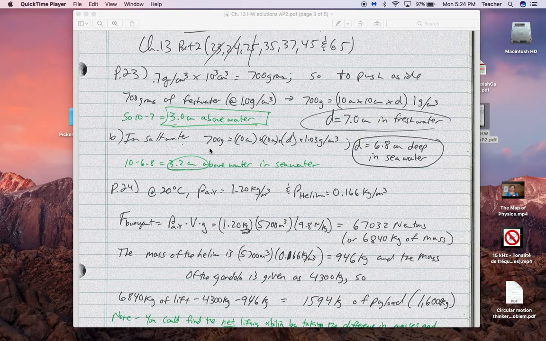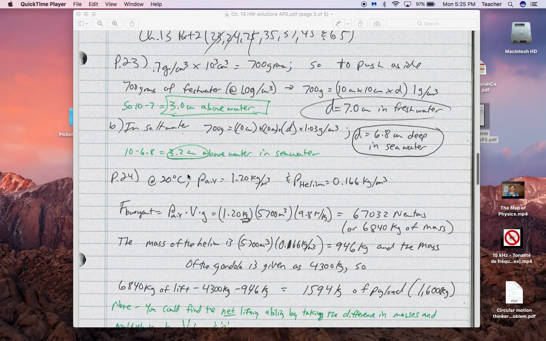In salt water, which is more dense, it's going to float higher because you don't have to push aside as much volume of water to push aside the same mass. How much mass were we pushing aside? Well, it was 700 grams, or 0.7 kilograms. So here in salt water, that length times width times depth times density to equal 700 grams means that we would end up having 6.8 centimeters in the seawater, so 3.2 centimeters above.